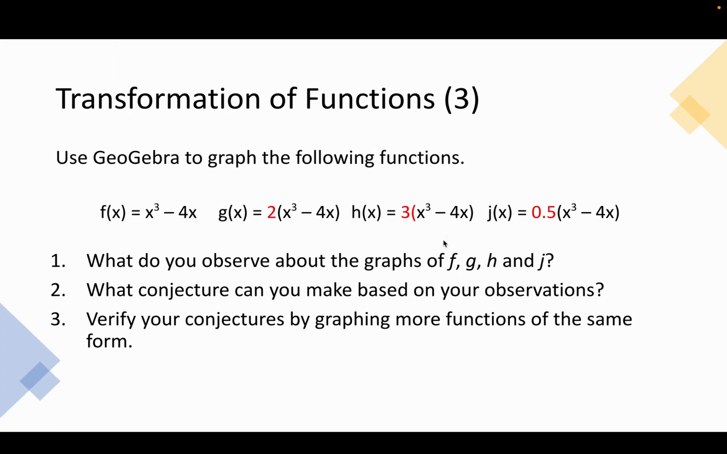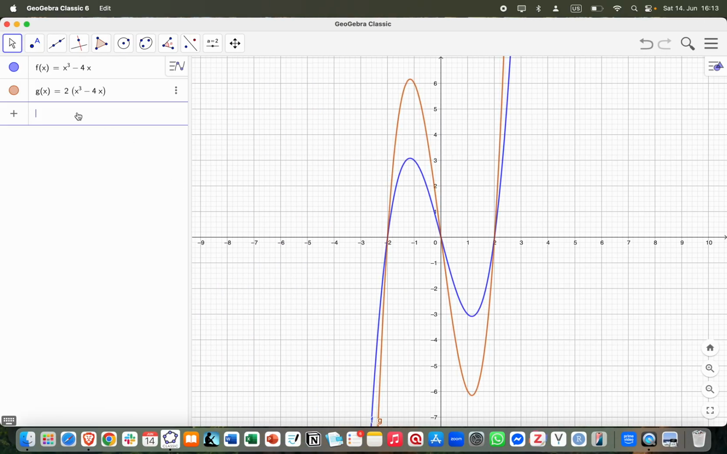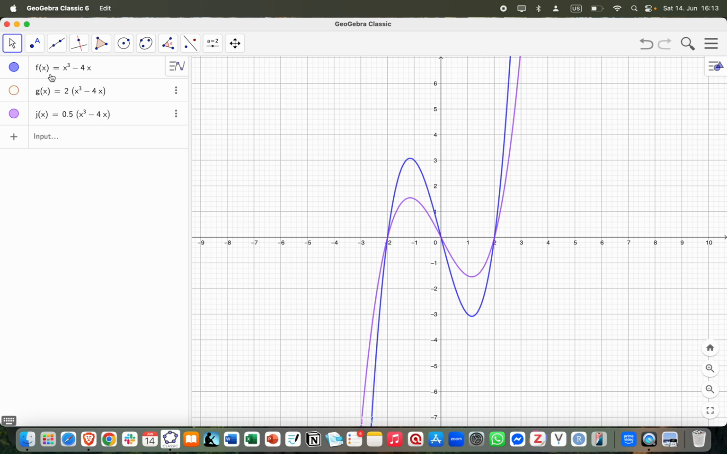Now, if you look at h here, the analogy is very similar to g. So I will leave that to you. But we will graph j of x equals 0.5 times quantity x cubed minus 4x. So let's graph that. How is it different from f?